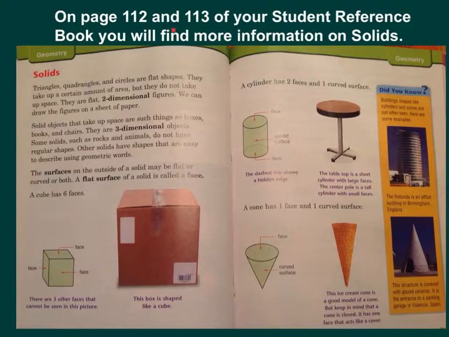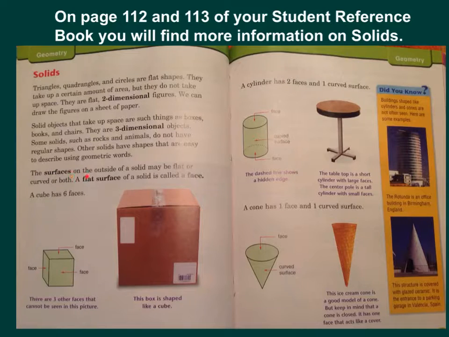On pages 112 and 113 of your student reference book, you will find more information on solids. Triangles, quadrangles, and circles are flat shapes. They take up a certain amount of area, but they do not take up space. They are flat, two-dimensional figures. We can draw the figures on a sheet of paper. Solid objects take up space, such as boxes, books, and chairs. They are three-dimensional objects. Some solids, such as rocks and animals, do not have regular shapes. Other solids have shapes that are easy to describe using geometric words.